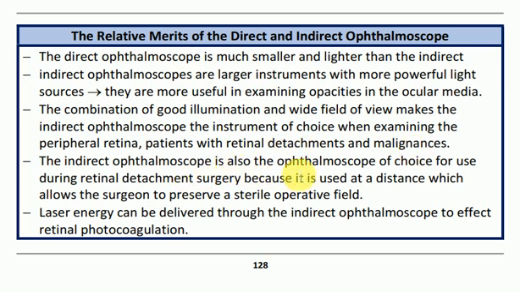The indirect ophthalmoscope is also the ophthalmoscope of choice for use during retinal detachment surgery, because it is used at a distance which allows the surgeon to preserve a sterile operative field. Laser energy can be delivered through the indirect ophthalmoscope to effect retinal photocoagulation.